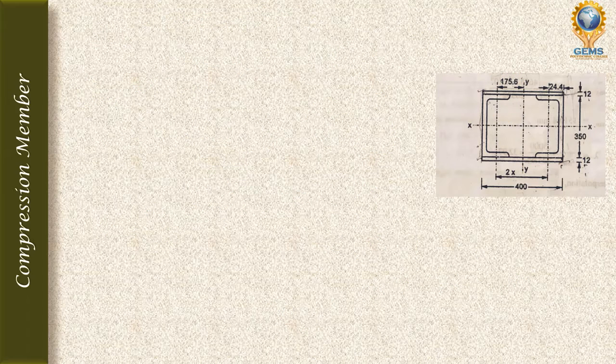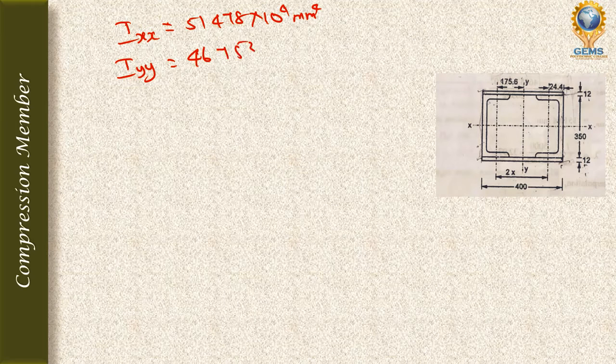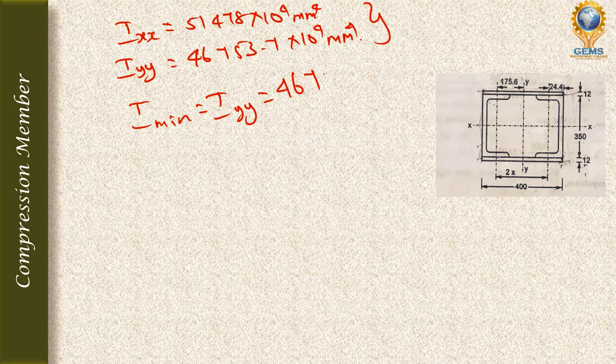So we found the IXX, that is equal to 51478 into 10 to the power 4 mm power 4, and IYY is equal to 46753.7 into 10 to the power 4 mm power 4. So what is the I minimum? I minimum is the lesser of these two values. Which value is the lesser? IYY is the lesser. So I minimum is equal to IYY, 46753.7 into 10 to the power 4 mm power 4. So we got the I minimum.